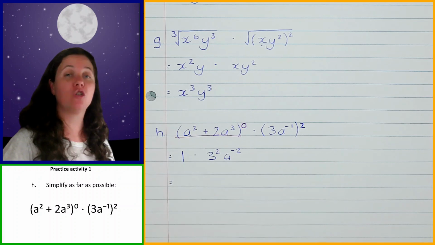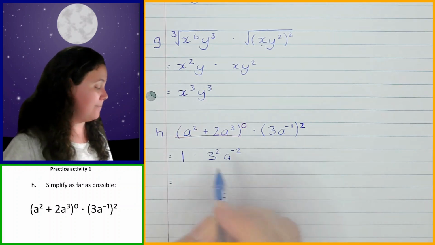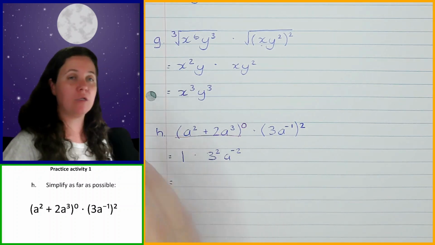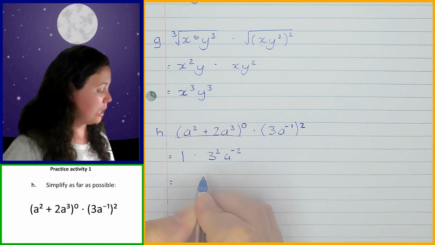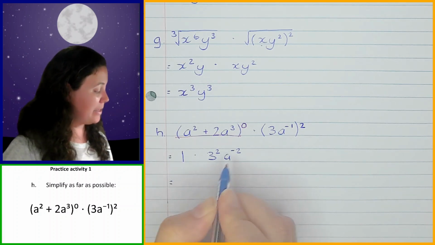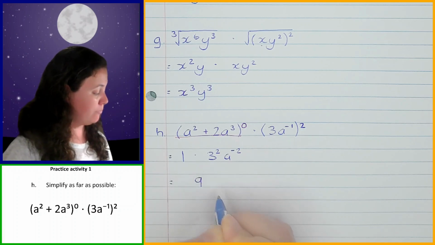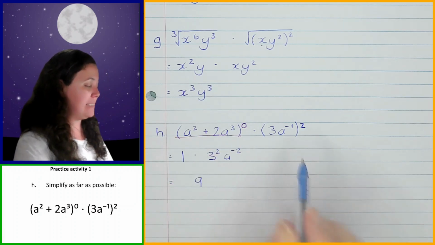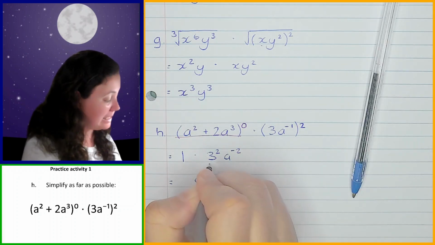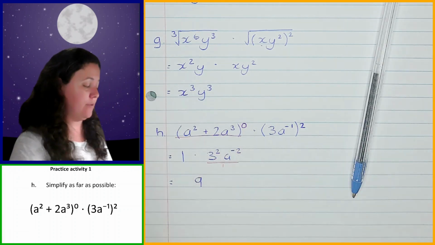But if you chose to write it as 9 straight away, that's fine. Now I don't need to write that 1 anymore because it doesn't do anything. So now I have 9, and then the a to the power of negative 2 I'm going to be moving. So I have 9 at the top of my fraction, and remember this is actually, even though it doesn't look like a fraction, it is actually a fraction. The denominator is 1, okay?